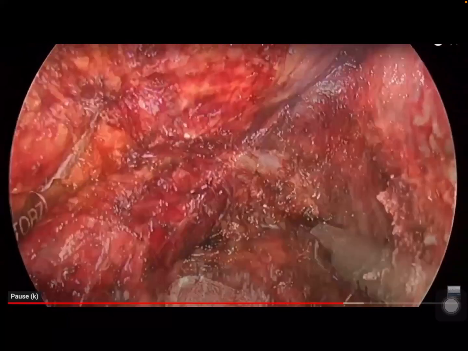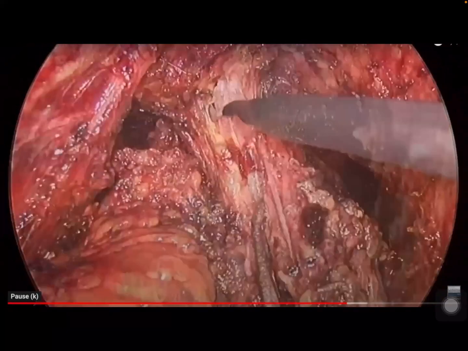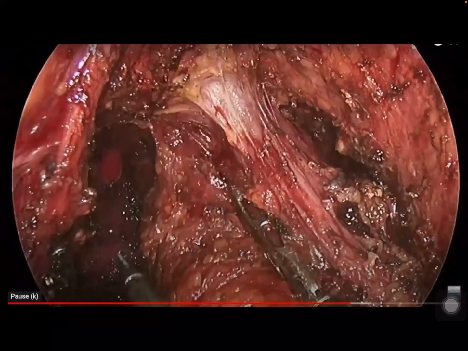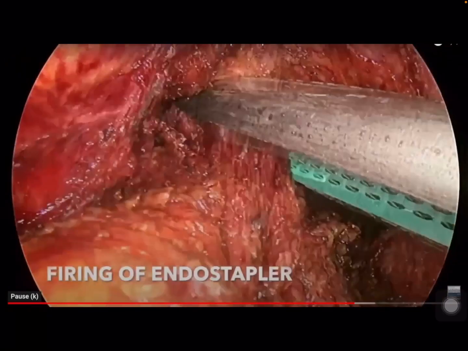So the main things for a left colectomy, you have to decide what you're going to do. You're going to preserve the superior rectal artery or not, and what margin you're going to take.